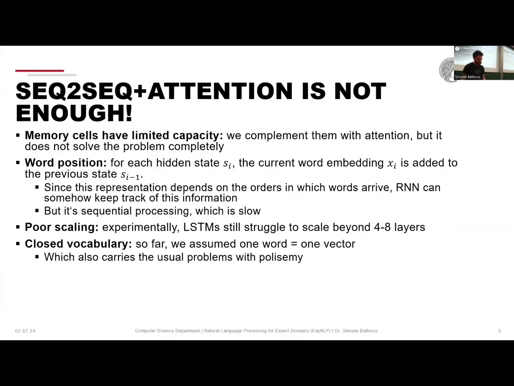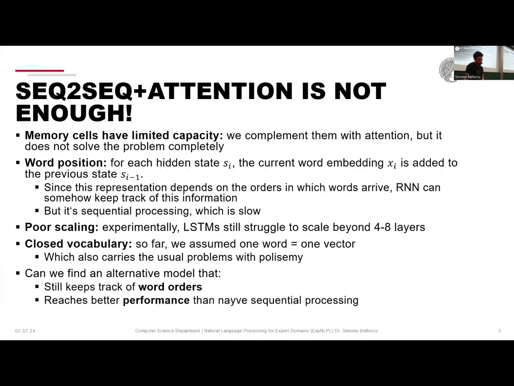And then we have the closed vocabularies, because so far we're assuming that one word is one vector. And this also carries the usual problem with polysemy. If I have one vector for bass, my bass is a fish, is an instrument; bank is the bank of the river, also the bank where you get the money. That's a real problem. So can we find a new model that still keeps track of the word order, reaches better performance than just sequential processing, so for example it's faster, and contextualizes words, so we address polysemy?